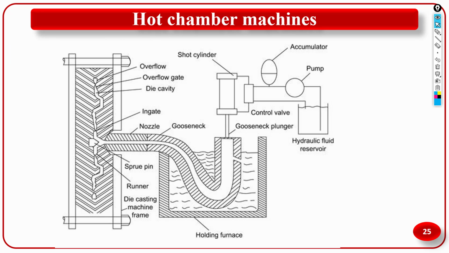This is hot chamber die casting. So here, look at this. This is molten metal, and molten metal is entering by itself into this cavity. Here some kind of pressure is applied, so due to that, this molten metal will go and fill up this cavity, and the casting will be completed.